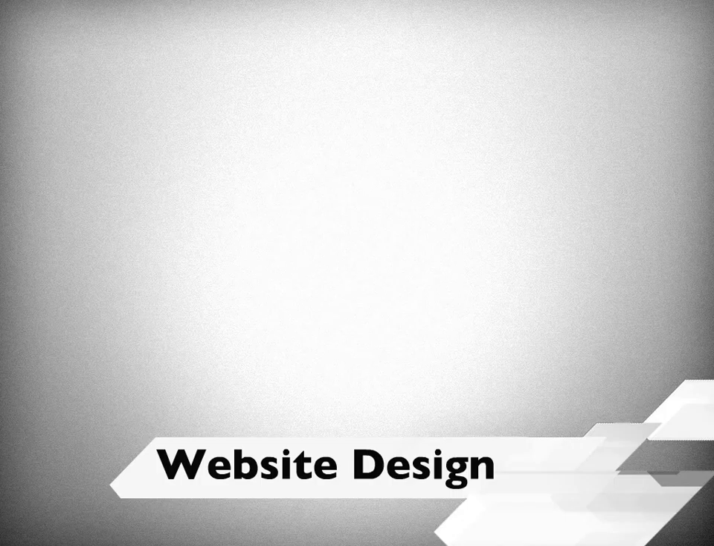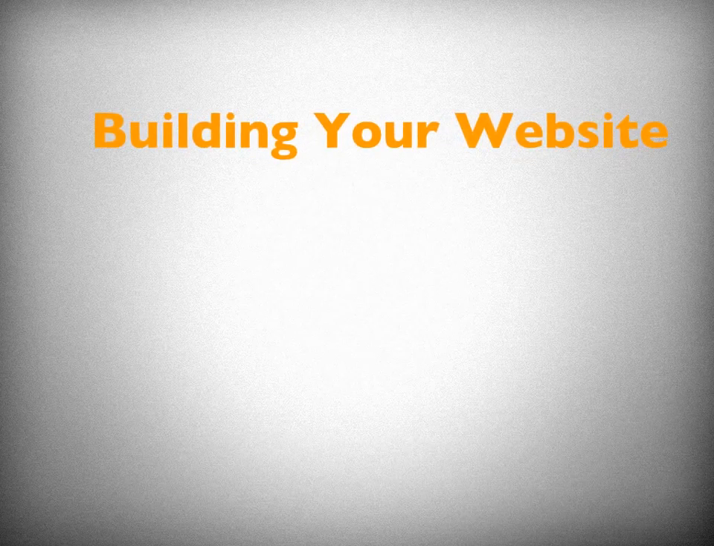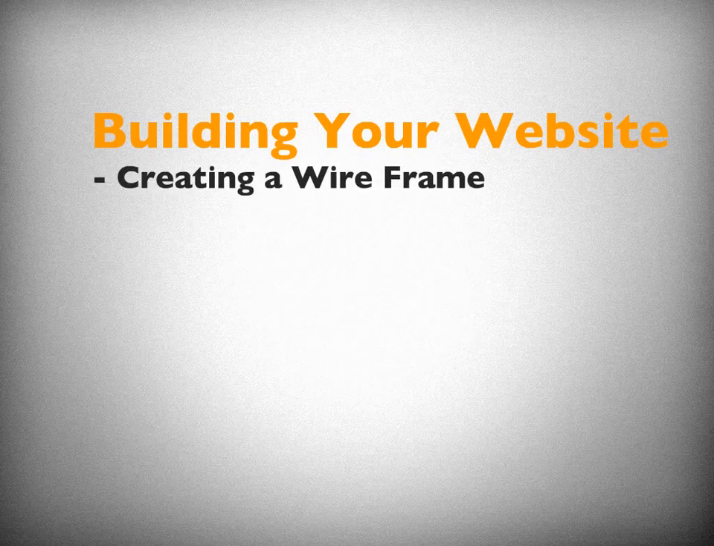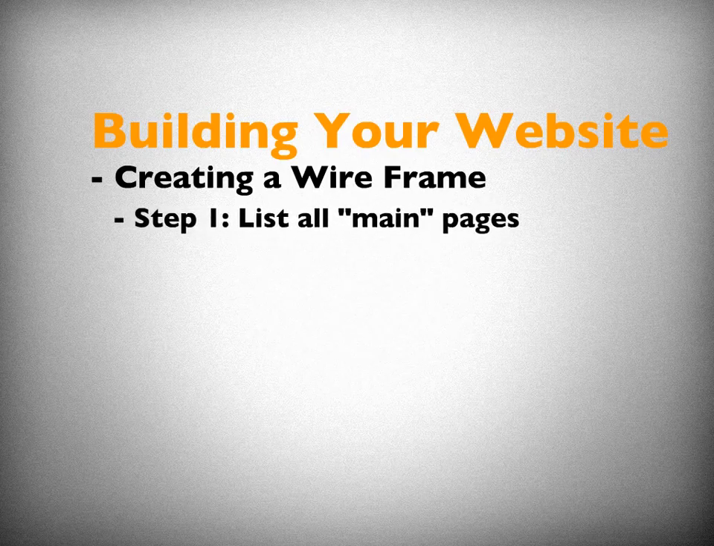So I'm going to give you some of those general rules that you need to follow in order to make sure that we're designing our website so that it sells. The first thing I like to do is create what I call a wireframe. The process of creating a wireframe is just coming up with the idea or the structure of our website. So step one is we're going to sit down with a piece of paper and list out all the main pages that our site is going to have.